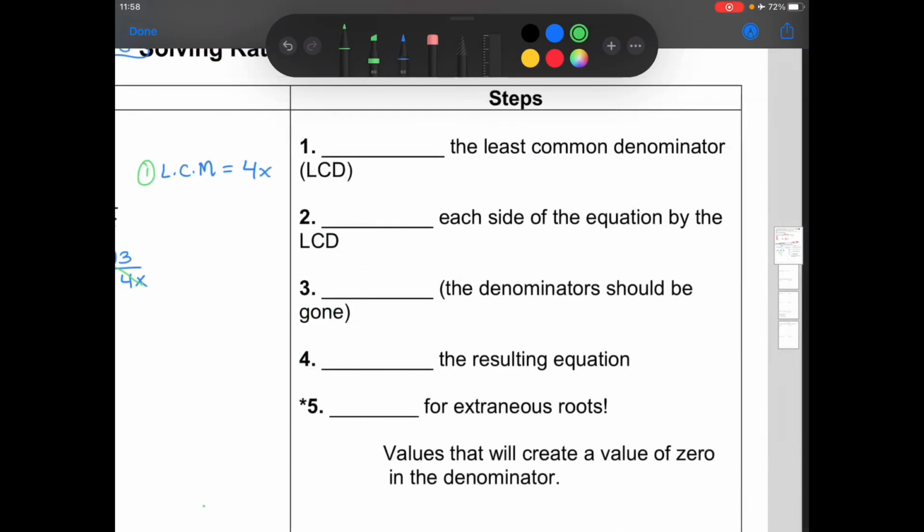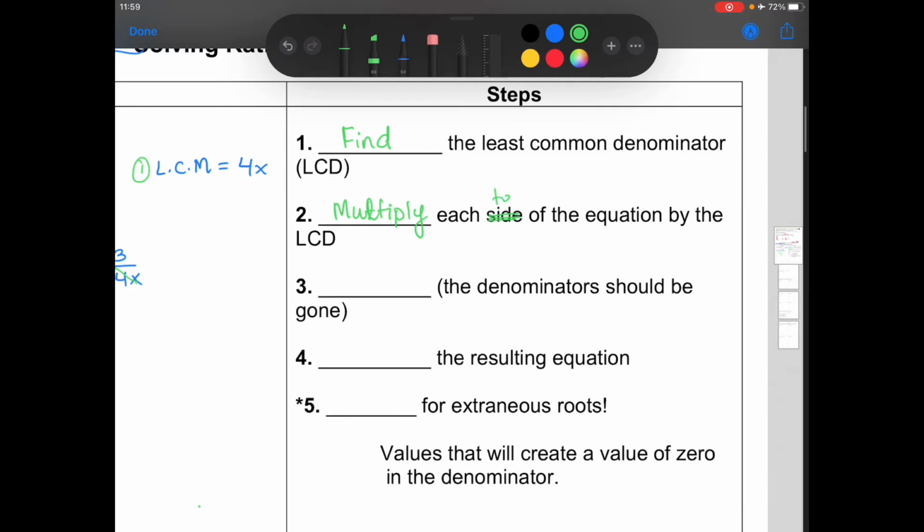Okay, so let's fill in the steps. What was the first thing you did? Find, right? We find the LCD or LCM, the least common denominator. Then what did we do? Multiply each side of the equation by the LCD. I would say each term. Cross that out, please, and write term of the equation by the LCD, right?